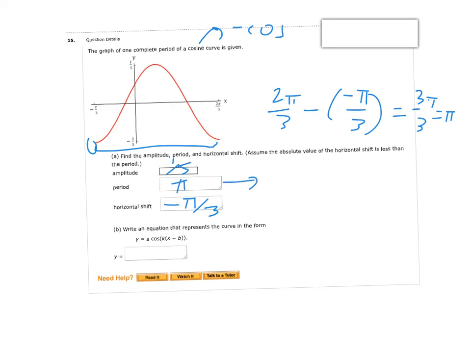If our period is pi, that means that k is 2, because 2 pi over 2 is going to give me that pi. And so I'm going to say this one is, actually, negative 1/5 cosine. And once again, it's negative because it's upside down, starting at the low point, but the amplitude is still a positive 1/5, but I put negative 1/5 in front. Put 2 here, and then parentheses x plus pi over 3, since the phase shift is always the opposite.